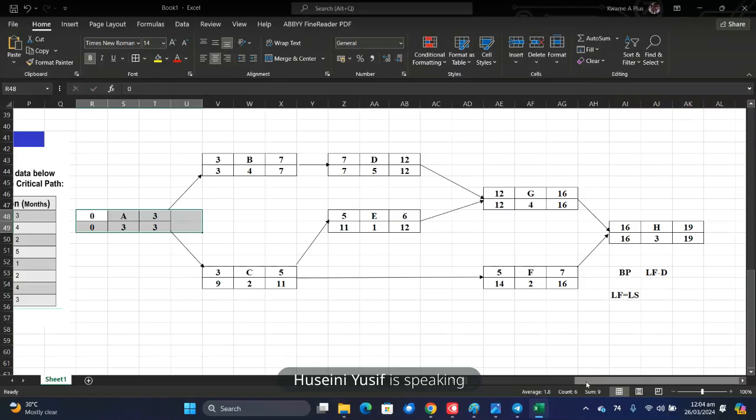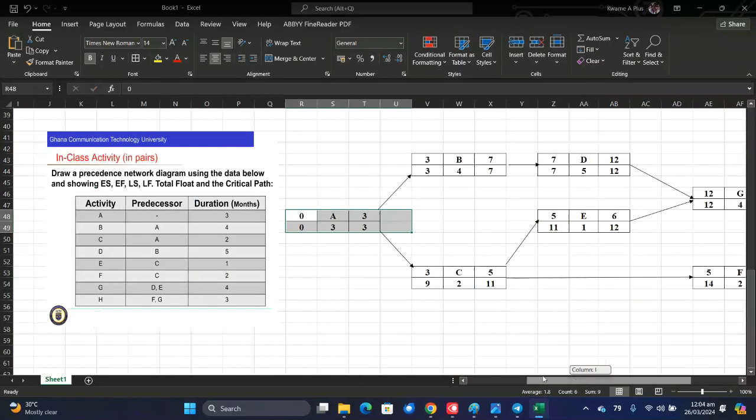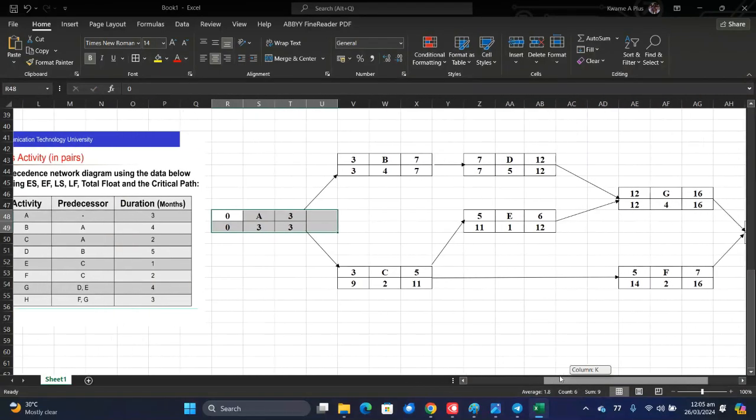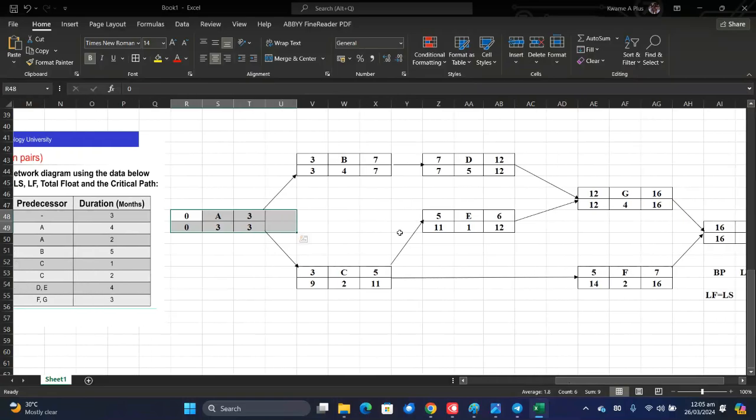Yes, Sam, we are following. All right, so let's look for the critical path, the total float. There is total float. Now, the total float is what? Latest start minus earliest start.